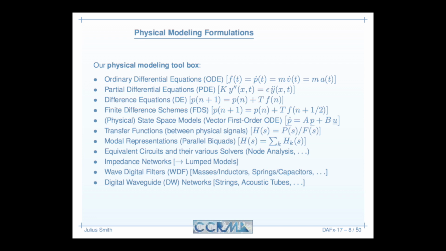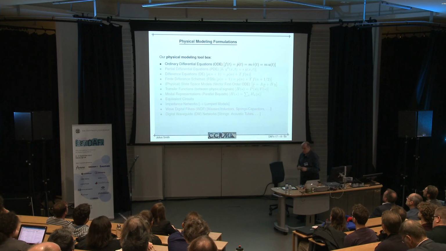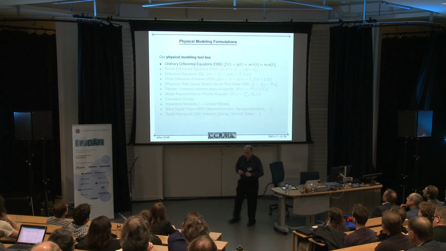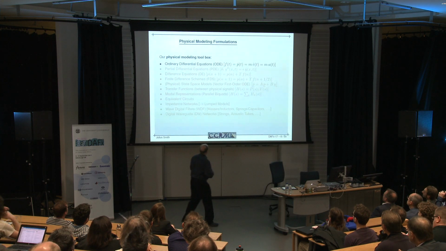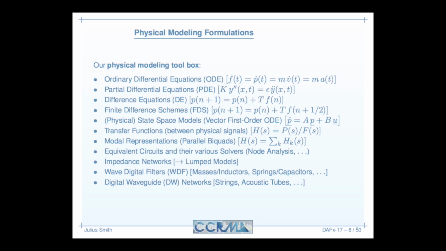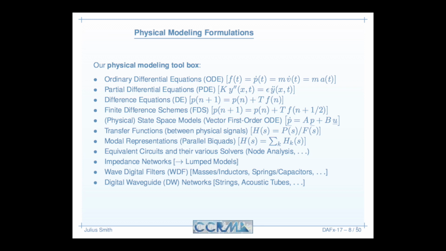Well, we usually start with a differential equation. So F equals ma is a differential equation. And it's called an ordinary differential equation, ODE. It's just a time derivative. And then we can introduce a spatial dimension and have a partial differential equation. And that's what we need for the vibrating string and the acoustic tube. And then when we go to the computer, we have to discretize these things. So we'll sample the time axis, we'll sample the spatial axes, and get some form of difference equation.